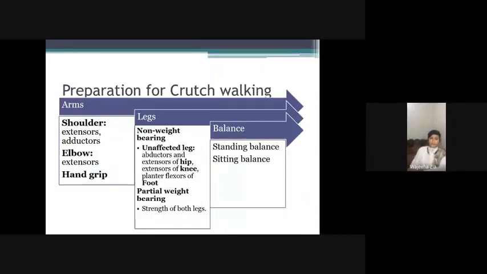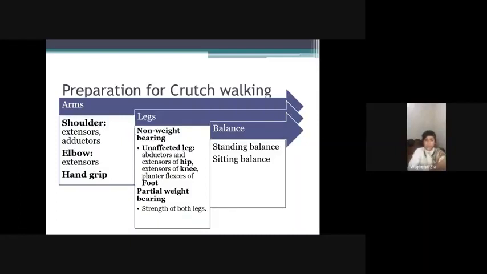The preparation for crutch walking: always strengthen the shoulder extensors and abductors, elbow extensors, hand flexors, hand extensors, and the hand grippers. Always strengthen before advising or giving any kind of walking aid to the patient. Strengthen the shoulder extensors, adductors, elbow extensors, triceps, and hand flexors and extensors, all the muscles.